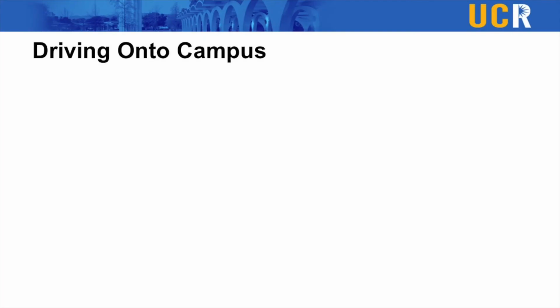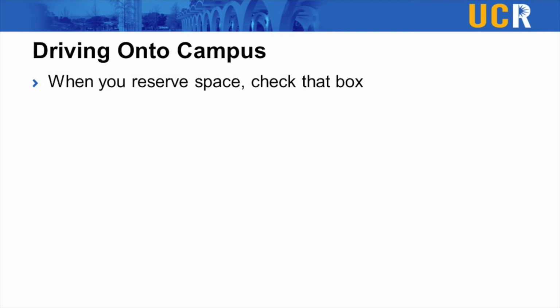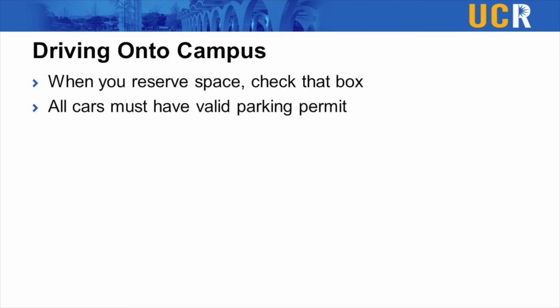One thing that might come up is driving onto campus. There is a checkbox when you reserve the space, and the Highlander Events Scheduling Office will let you know the process to do that. Some things to consider. All cars that come onto campus must have a valid parking permit, and there are certain hours that you can't drive in, such as during the busiest times of the day. Again, scheduling will give you all of these details once you check the box that says you'll need to drive on campus.